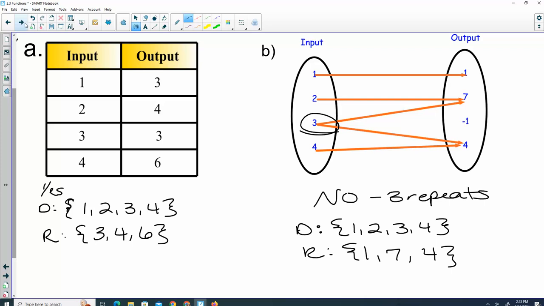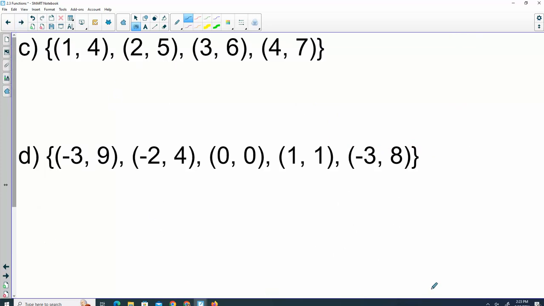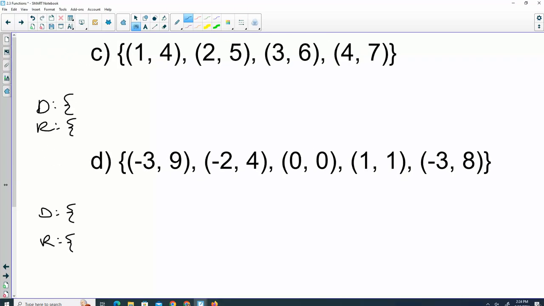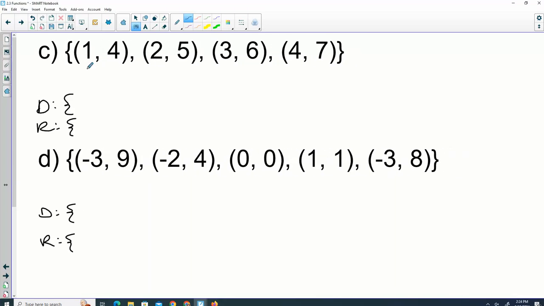Okay, you guys take a look at C and D. I gave you sets of ordered pairs. Decide if those are a function. Tell me domain and range. Yes, if we look, all of our x's are different, so it is a function. Domain 1, 2, 3, and 4. What's our range?